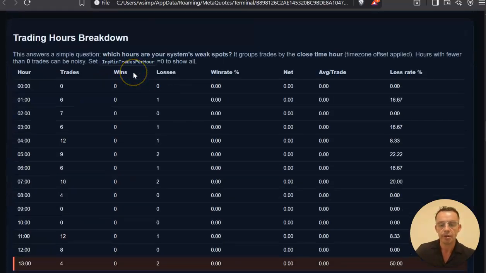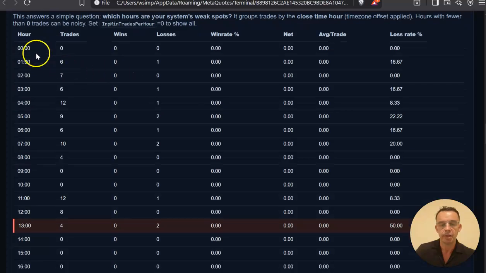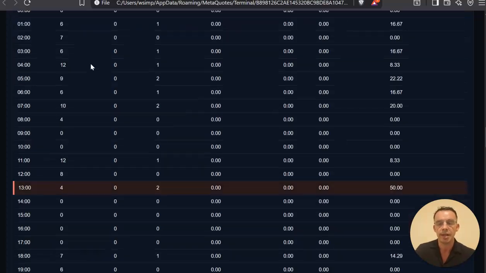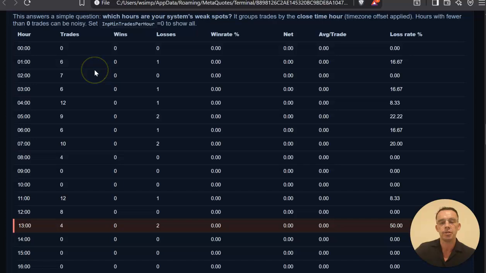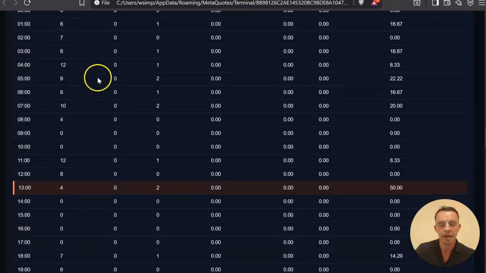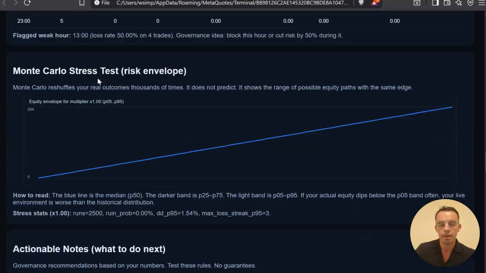So this is the trading hours during the day. This is giving you a breakdown of the amount of trades taken through any hour, the results, the wins, the losses, and basically use this data to adjust your trading hours over time. So this is the Monte Carlo stress test.